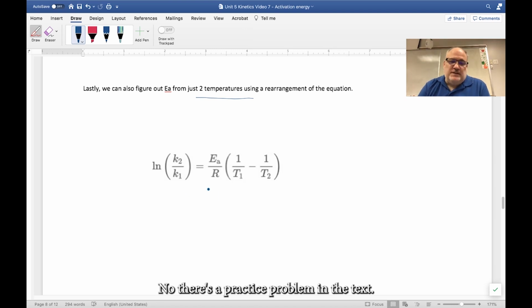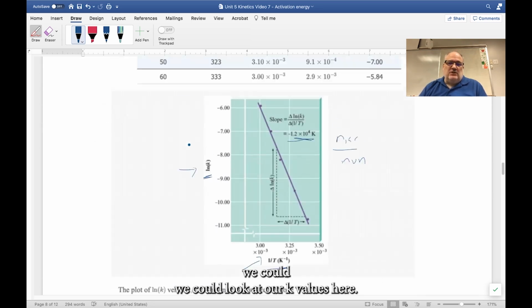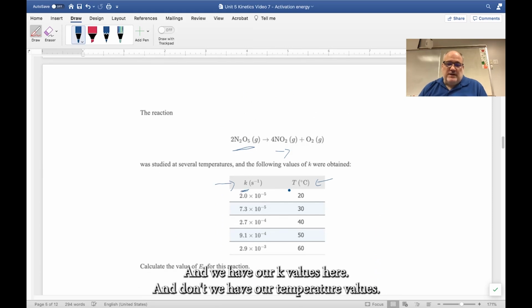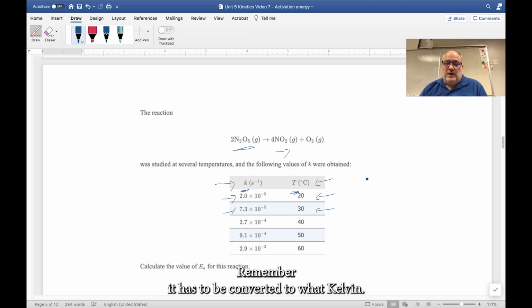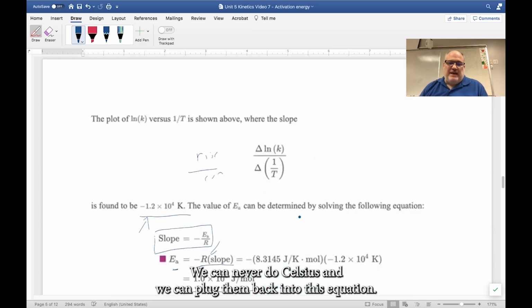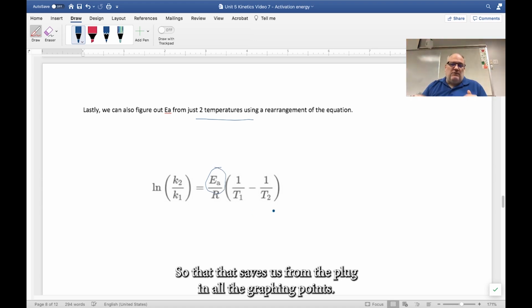Now, there's a practice problem in the text. I'm not going to do a practice problem right here, but if you went back to the table we just did, we could look at our k values and our temperature values. We could pick any two of our ks and any two of our temperatures. Remember, they have to be converted to Kelvin. We can never do Celsius. We can plug them back into this equation, and it will allow us to solve for our Ea just mathematically, even if we don't have a graph. That saves us from having to plug in all the graphing points.